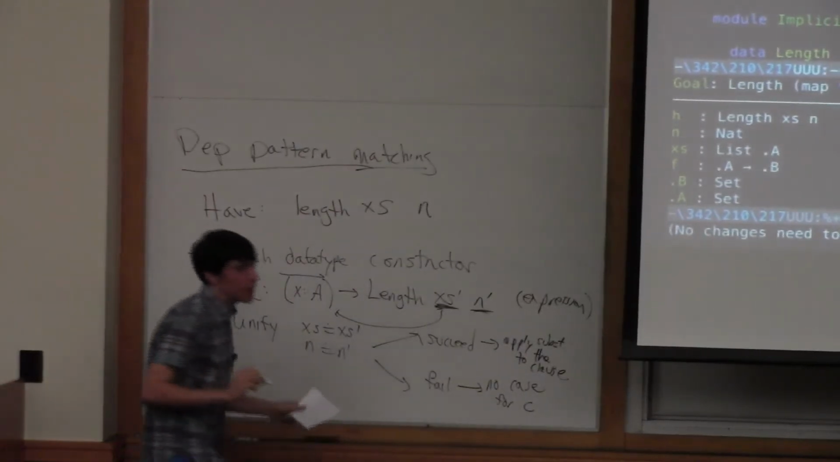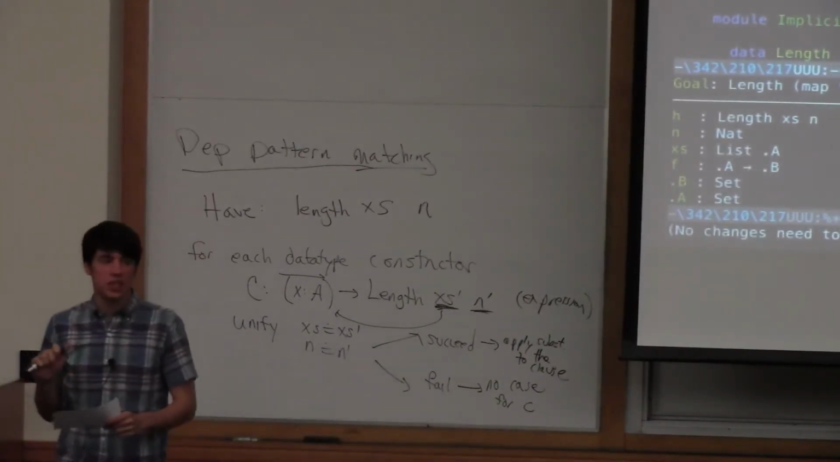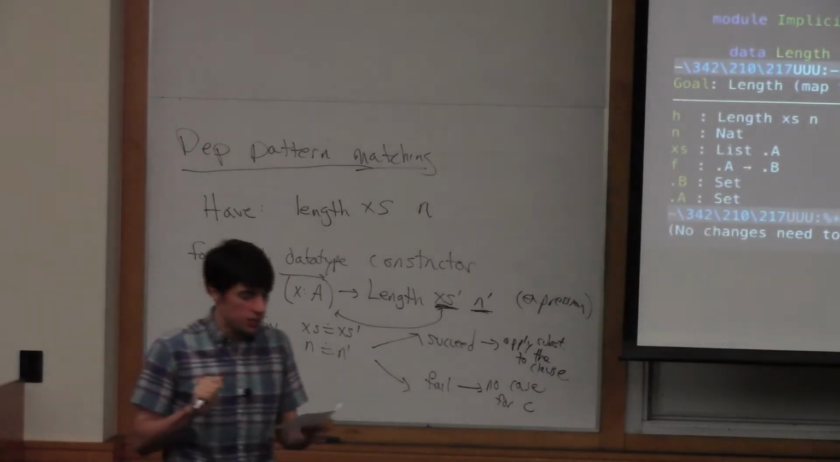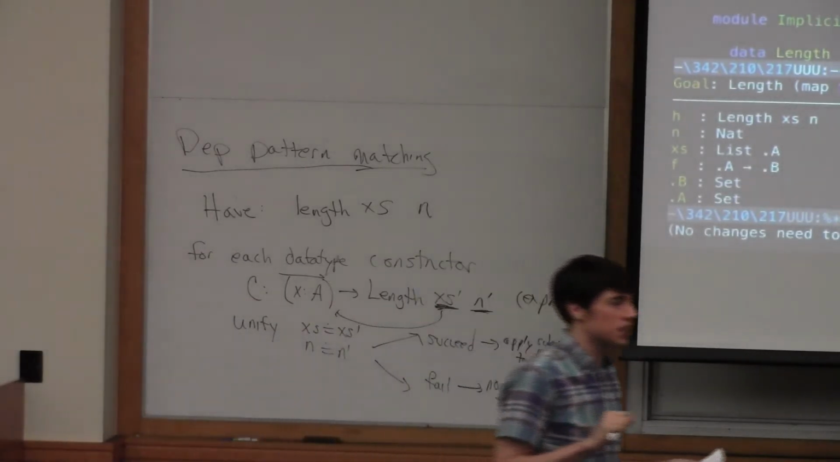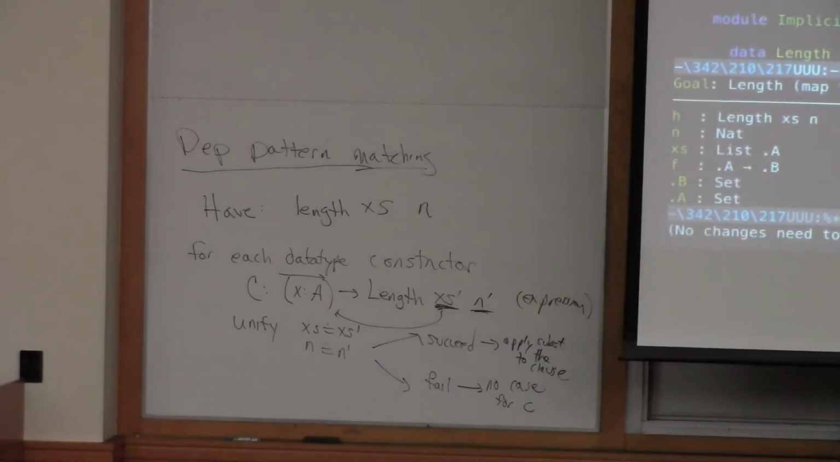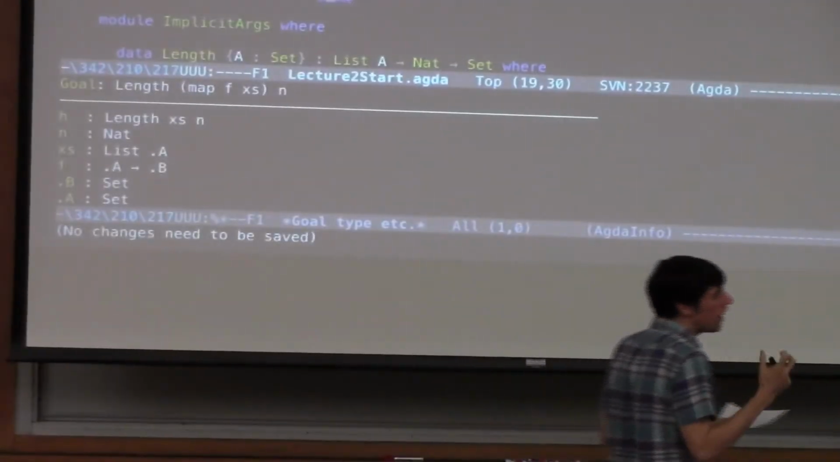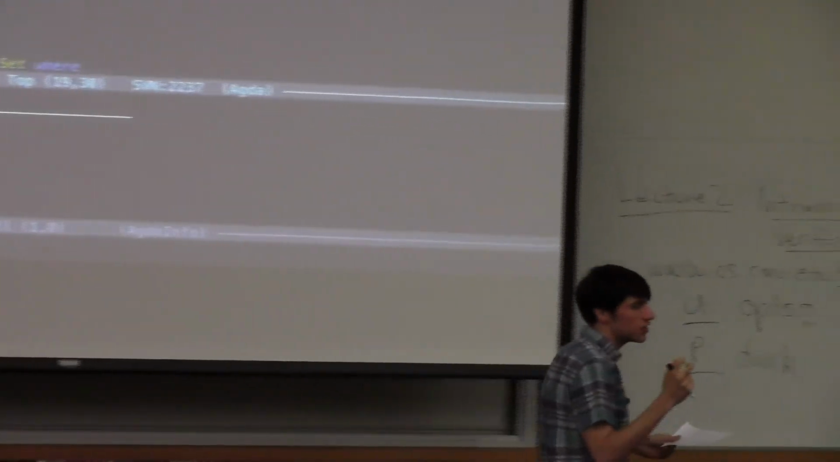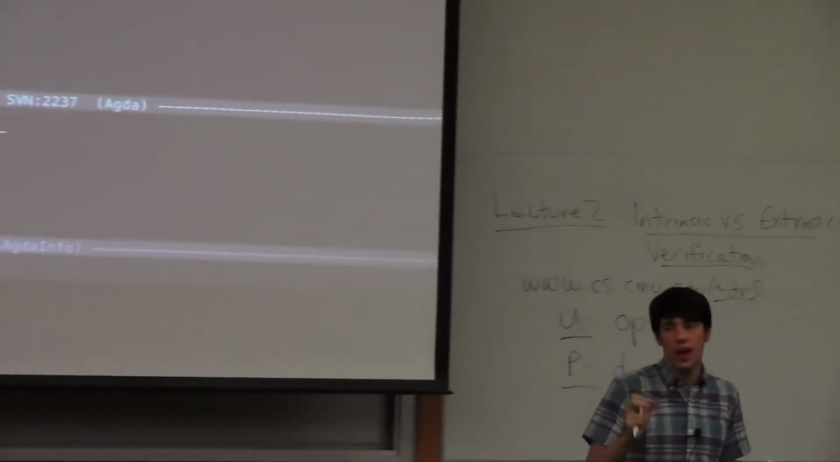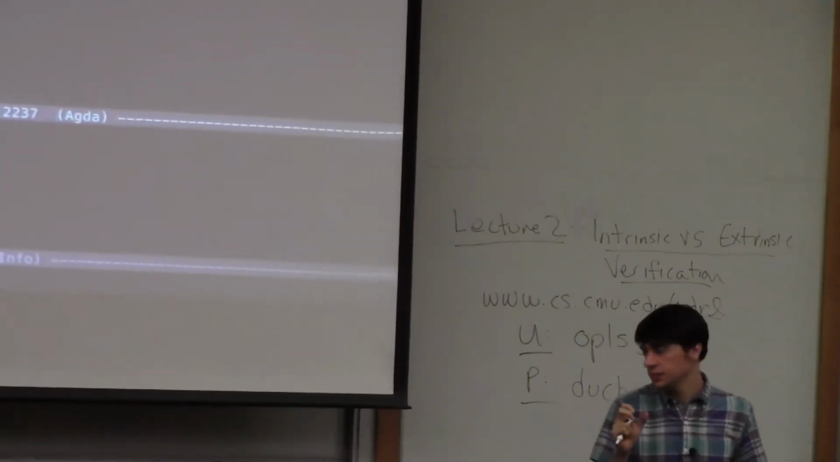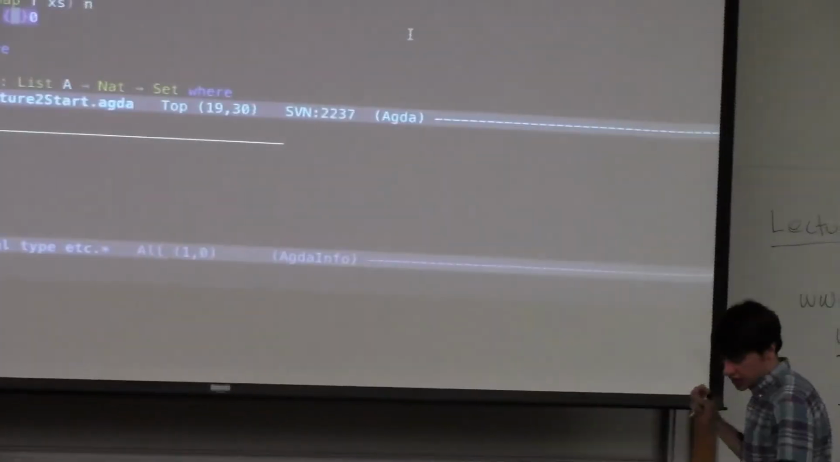Okay? So this is an abstract description of what's going on with dependent pattern matching. And now we're going to do a couple examples to illustrate what it means in specific for this example. But this idea of unifying the types of the constructors against the thing you have is really important. Okay, so how does that work?